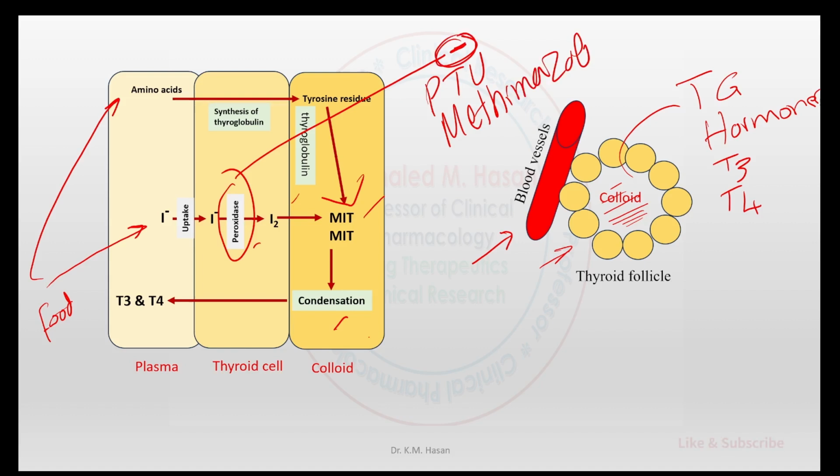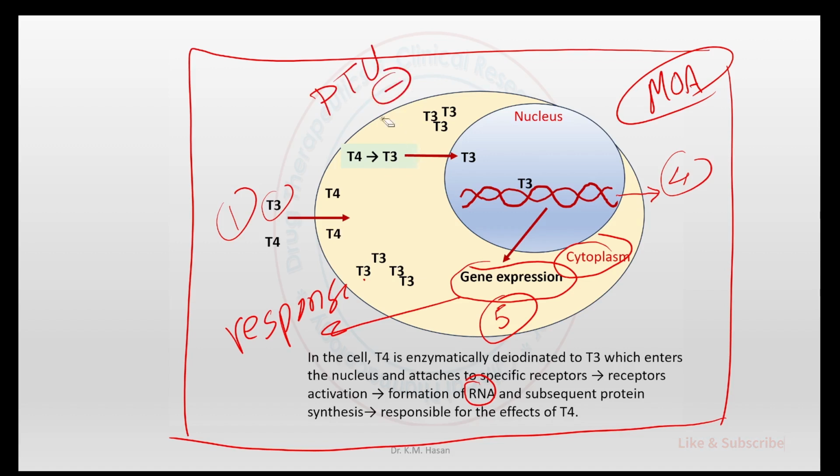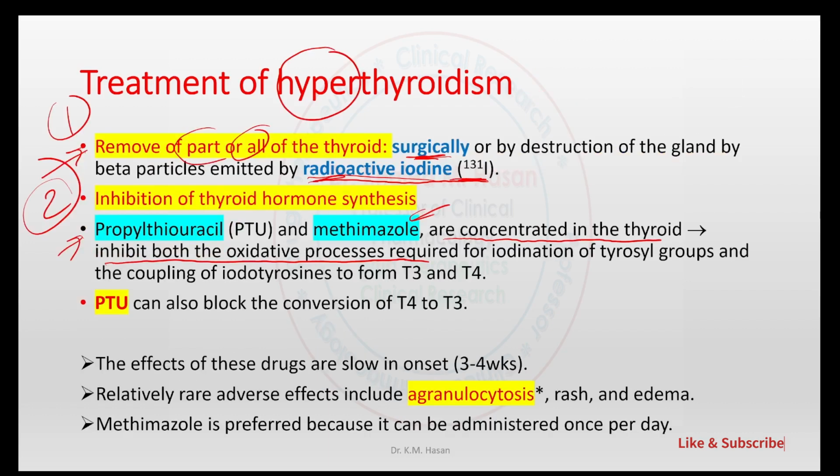Regarding propylthiouracil, they said propylthiouracil has an additional advantage. Propylthiouracil prevents conversion of T4 to T3. And let me correct this one. Prevent conversion of T4 to T3.